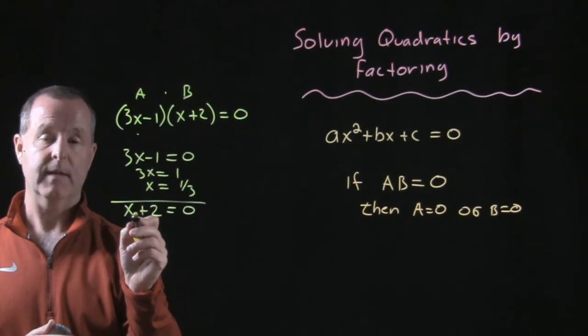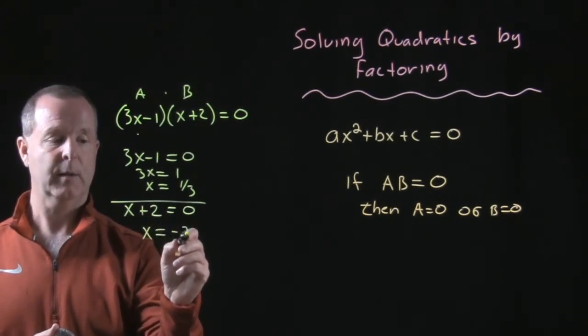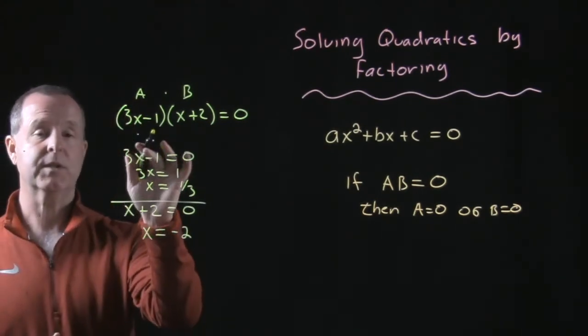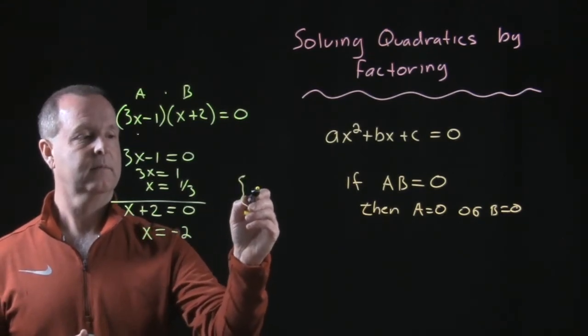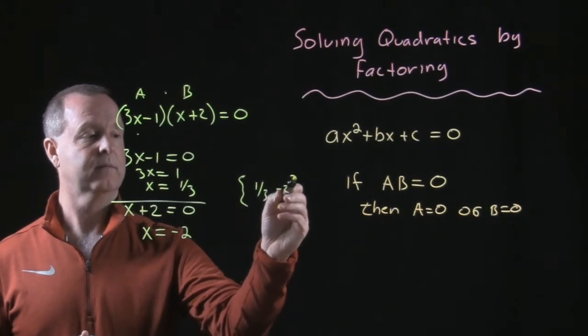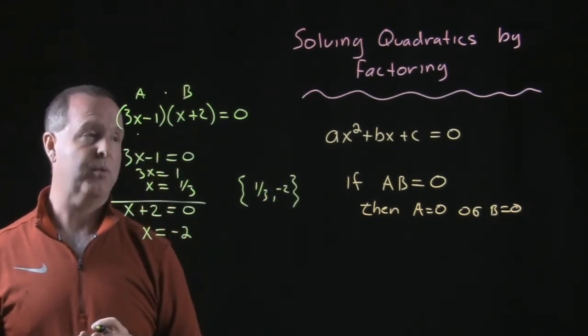And the other one, again, solve for x. Subtract 2 from both sides. x equals -2. So I have two solutions to this quadratic: 1/3 and -2. And I found those by using this zero product principle.